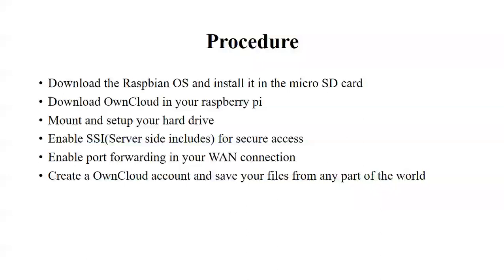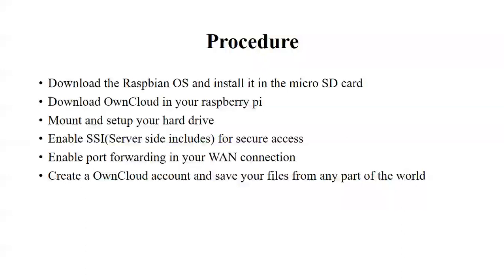The procedure to set up the personal cloud storage is following. The first step is to install Raspbian OS into the micro SD card. Raspbian OS is the official operating system for all models of the Raspberry Pi. It is available for download. Use Raspberry Pi Imager for an easy way to install Raspbian to an SD card ready to use with your Raspberry Pi. The second step is to download OwnCloud server into your Raspberry Pi.